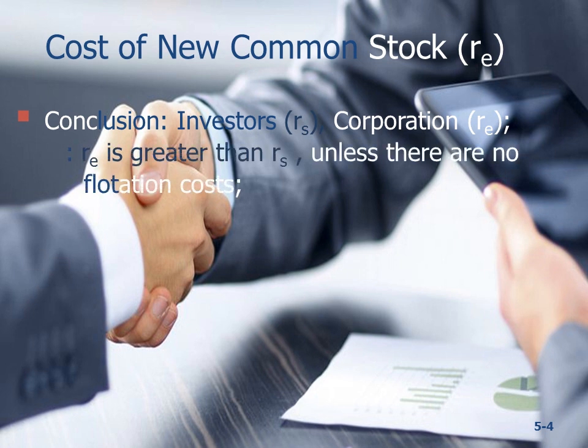That is why a general conclusion is that the cost of new common stock, or R sub E, is generally greater than the cost of retained earnings, R sub S, unless there are no flotation costs. If there are no flotation costs, then these two costs will be the same. So the difference is the flotation costs.